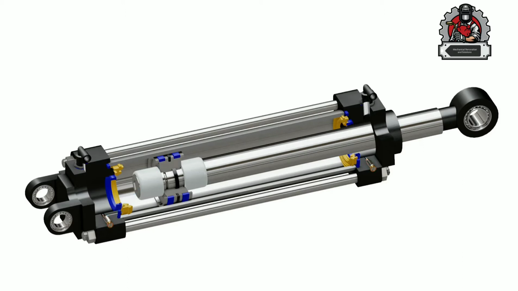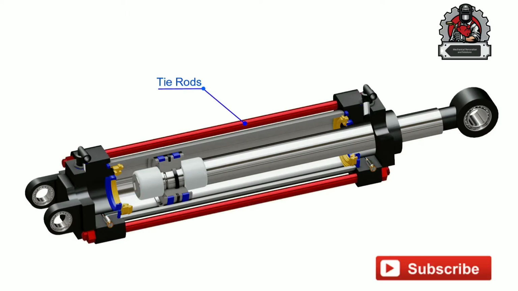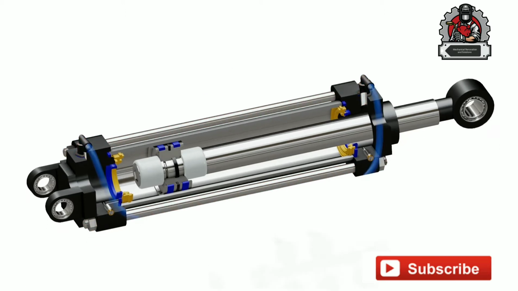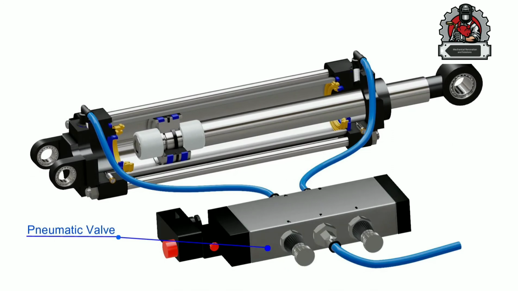This whole assembly is held together with tie rods. These rods also provide compressive and tensile strength to the actuator. Air ports are screwed to the ends through which compressed gas flows in and out. A pneumatic valve is connected to these air ports using pneumatic hoses.